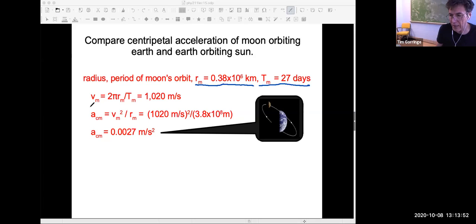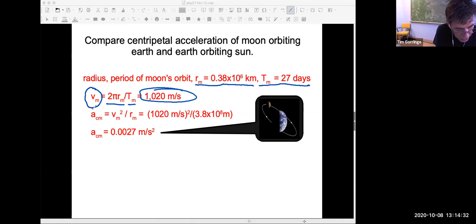Now, to calculate the centripetal acceleration, I need the velocity and I need the radius of the orbital motion. I know the radius, but I don't immediately know the velocity, but I can calculate that. So that was actually a first step that I did here. What's the velocity of the moon? Well, it's the distance it travels, the circumference of the circle, divided by the period. And that comes out to be 1,000 meters per second. So this is just velocity equals distance over time, and I'm just applying it to one lap around the moon's orbit.